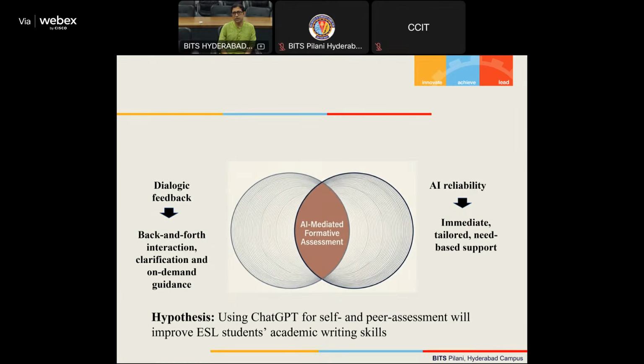So my hypothesis was about using ChatGPT, because for formative assessment I use self-assessment and peer assessment. Self means I do my own assessment against a set of rubrics and a set of checklists. Peer assessment is the same, against a set of rubrics and checklists. I taught my students how to use these as part of my training, including training in ChatGPT. I taught them how to use ChatGPT for self-assessment and peer assessment, and I assumed that it might help them improve their academic writing skills, which I was teaching.